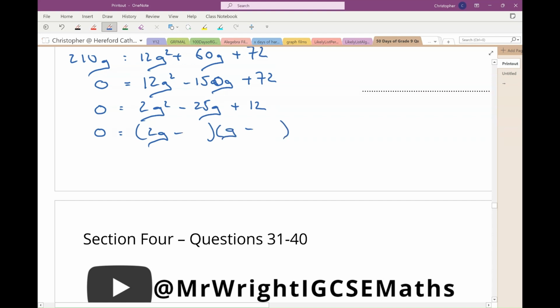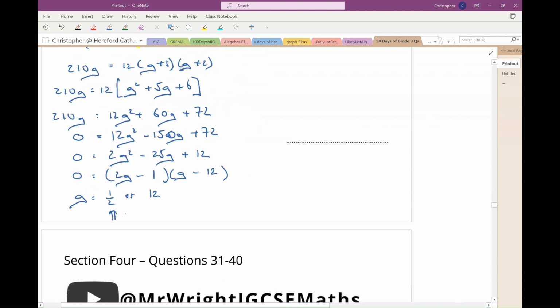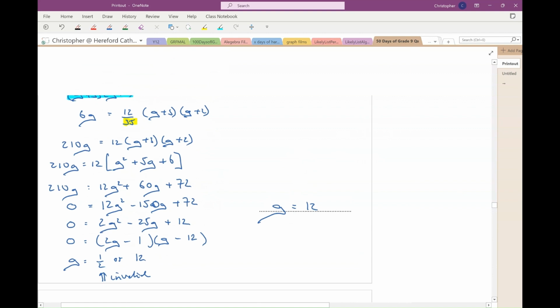It's going to multiply to 12. What does multiply to 12? Let's try 12 and 1. See, if I put 12 here, then I get minus 24 g's. And then if I put 1 here, I get minus another one to give me minus 25. So that worked. So therefore, g is going to be a half or 12. Well, I'm thinking having half a green sweet isn't going to work. So I'm thinking that that one must be invalid. So I'm thinking that there must have been 12 green sweets to start with.